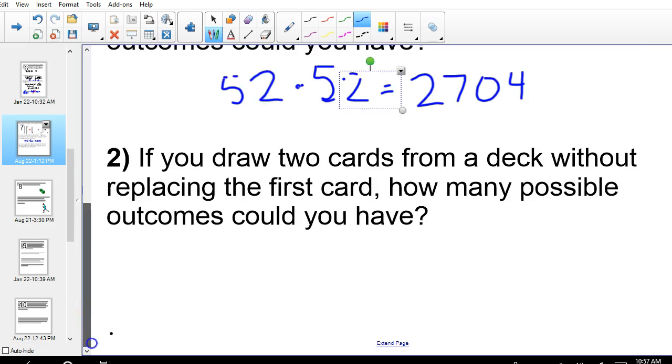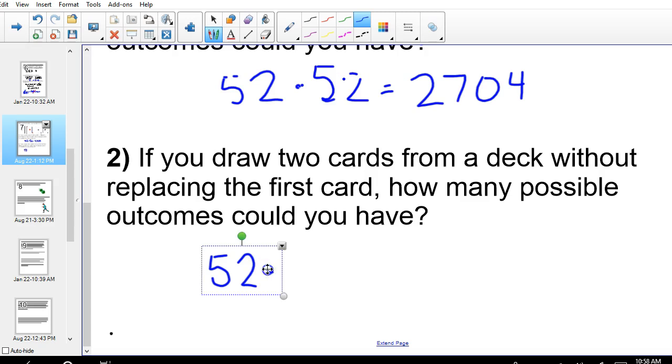Okay. If you draw 2 cards from a deck without replacing the first, so you're going to draw one, keep it, and then draw a second one, right? This time, number of outcomes is going to be 52 times 51, because there's only 51 cards left. You've already pulled one out. So 52 times 51 is 2,652. Slightly increases your chances of getting the correct whatever you're looking for, but not by a whole lot, right? So these are permutations. These are where the order matters. First card, second card.